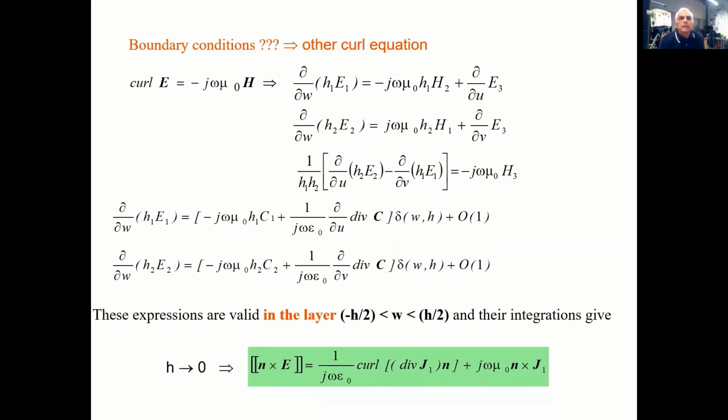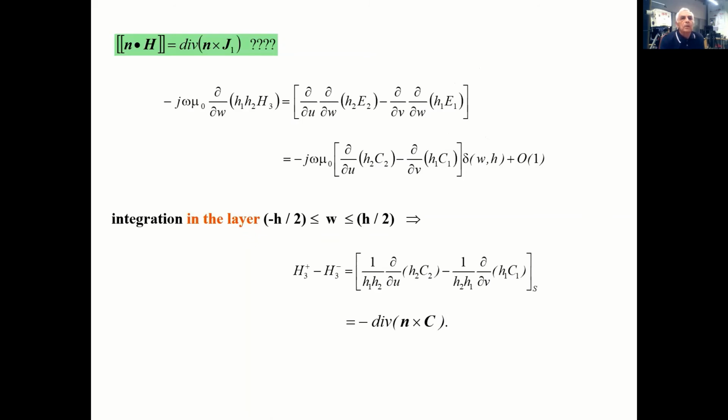To get the boundary relations, he considered the other curl equation. In the first two of these equations, he replaces H1, H2, and E3 by their previously obtained asymptotic expressions and gets the normal derivatives of the tangential components of the electric field. These expressions are all valid inside the layer. Integration of them in the layer gives the boundary conditions for the tangential component of the electric field. To obtain the relation connected to the normal component of the magnetic field, he considers the normal derivative of the third component of the curl equation and integrates it in the layer.